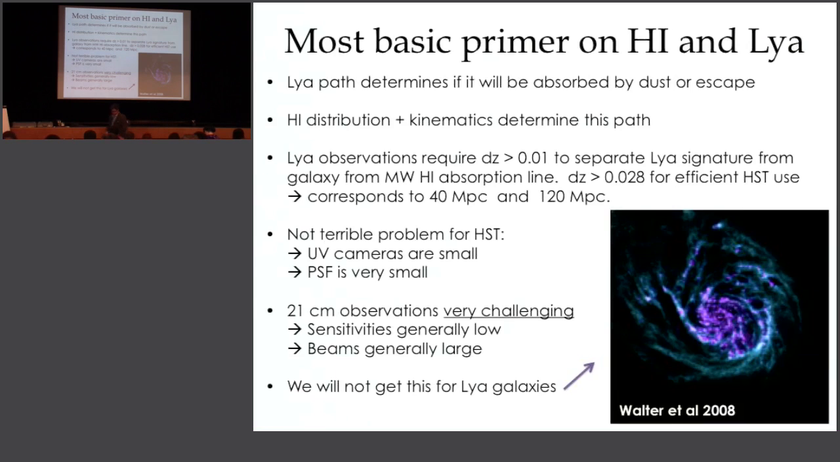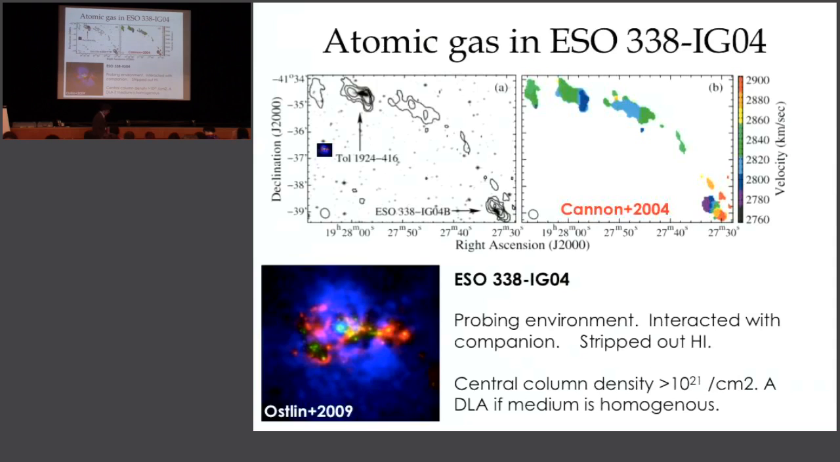Beams are large. But we did do one galaxy at 0.01 before. This is ESO 338-IG04. It's a great Lyman-break analog. I would call it the most local Lyman-break analog galaxy. There it is in all its glory with HST. There it is scaled onto the size of the VLA observations. There is the galaxy up there. You're seeing that there's a companion over there. There is tidal debris connecting the two.